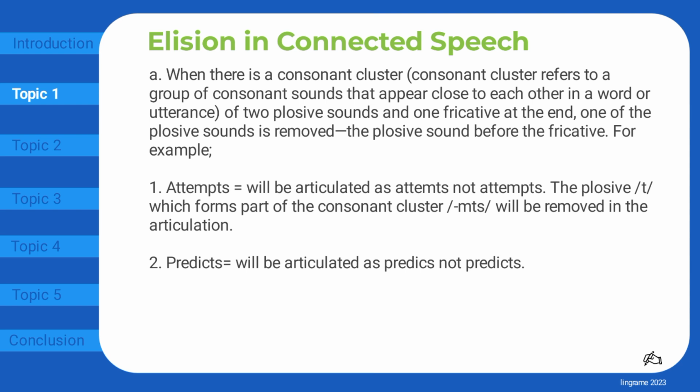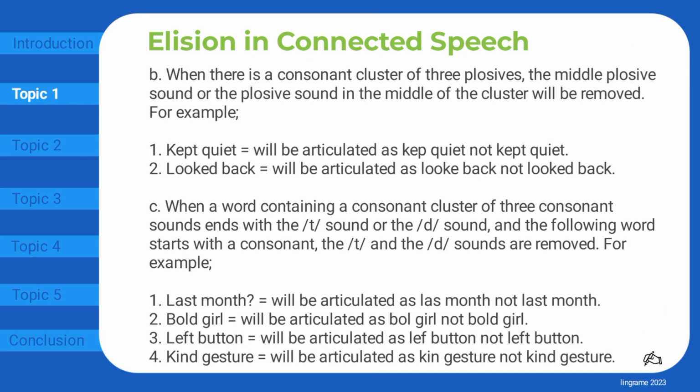For example, attempts will be articulated as attempts, not attempts. The plosive t, which forms part of the consonant cluster /mts/, will be removed in the articulation. Predicts will be articulated as predicts, not predicts. When there is a consonant cluster of three plosives, the middle plosive sound of the cluster will be removed. For example, kept quiet will be articulated as kept quiet, not kept quiet. Looked back will be articulated as look back, not looked back.